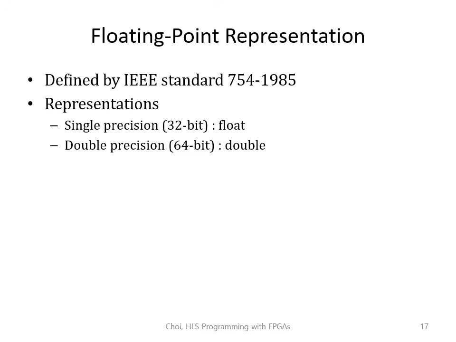Now we'll learn about the floating point representation. Floating point representation is defined by the IEEE standard, and there are 2 representations. The first one is the single precision floating point, which is 32 bits long, and the second one is the double precision floating point, which is 64 bits long. In C, this one is the type float, and this one is the type double.